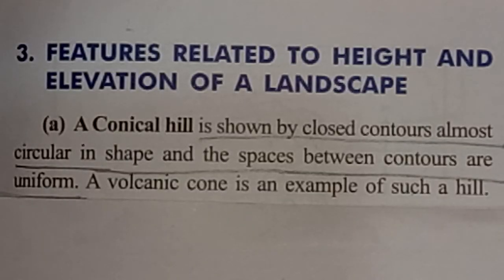Now come to the third point, that is features related to height and elevation of a landscape. First we will discuss a conical hill. A conical hill is shown by close contours, almost circular in shape, and the space between contours is uniform. A volcanic cone is an example of such a hill. I will explain more with the diagram.